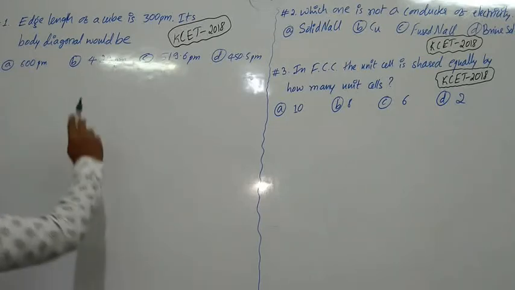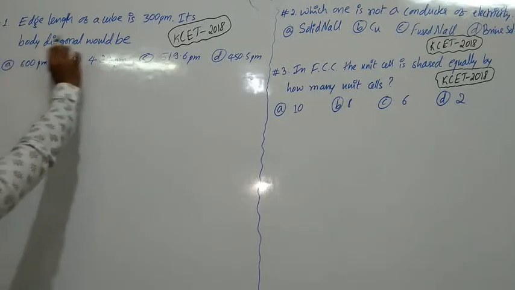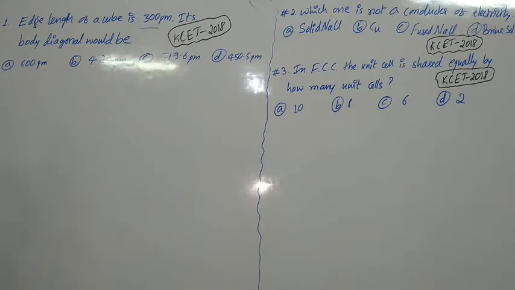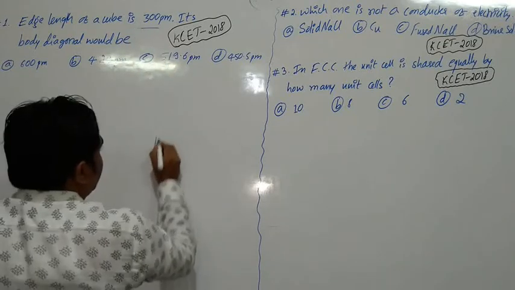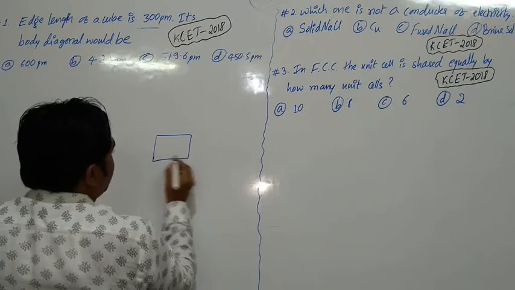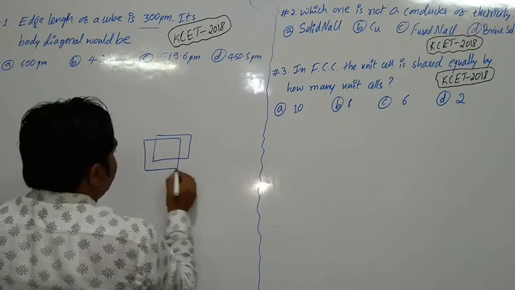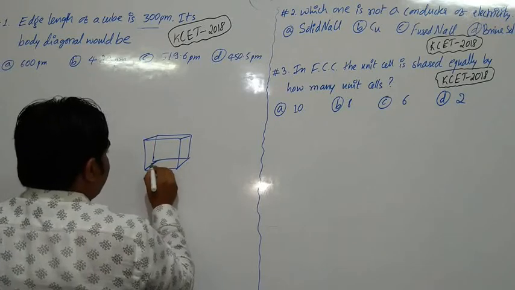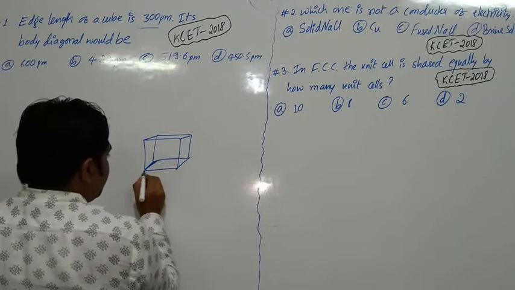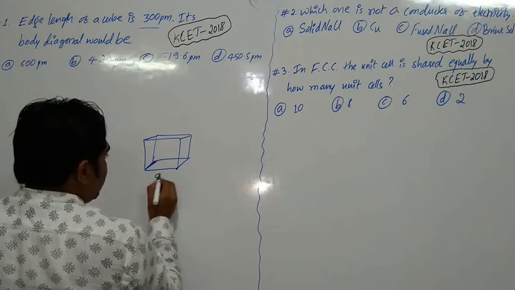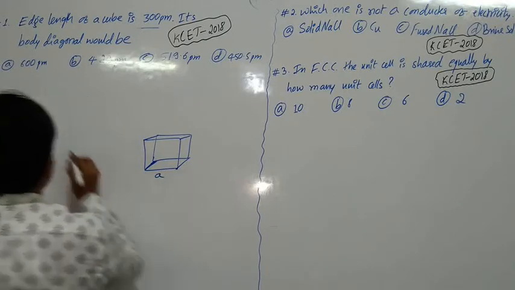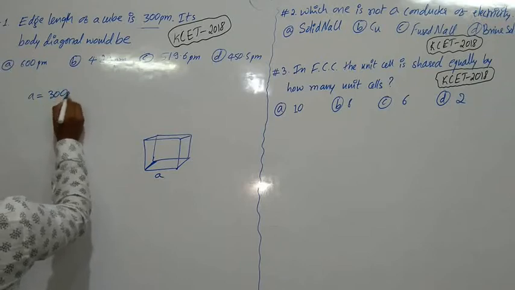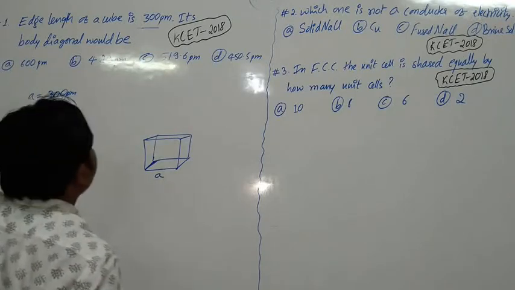So here, let us solve the first one. The edge length of a cube is 300 picometer. They have given the edge length of a cube. Edge length of a cube means what? If I consider a cube, cube means a unit cell. If I consider this cube, the length of this edge is A. So this A is equal to how much? They have given A is equal to 300 picometer.